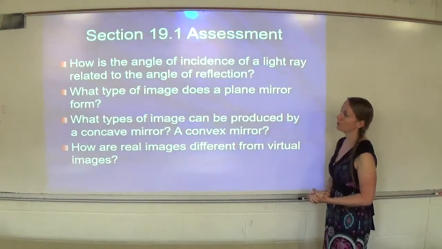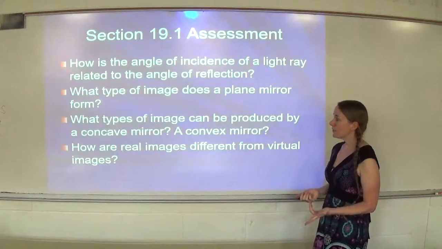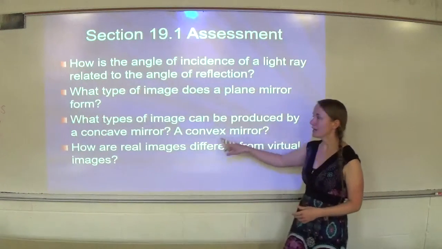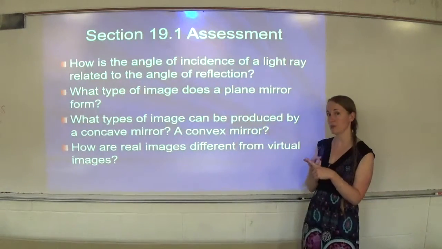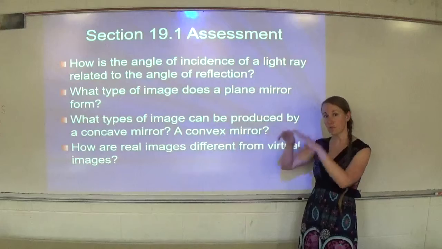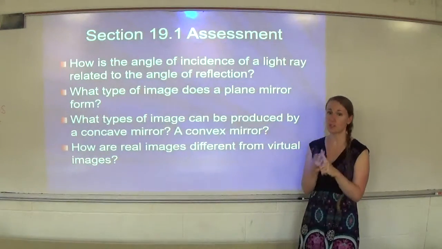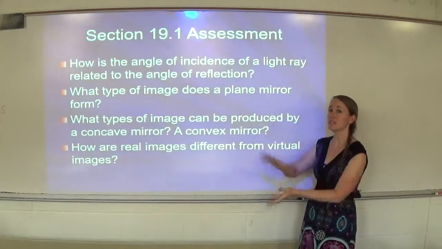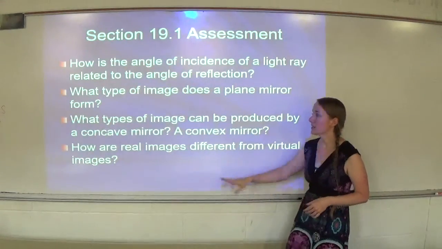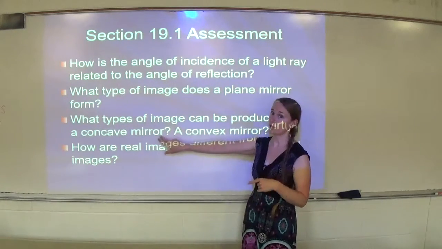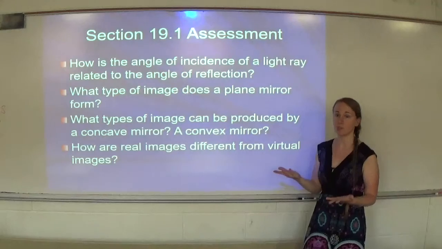What types of image can be produced by a concave mirror or a convex mirror? Well, concave, because of that focal point, can produce virtual or real. So remember, based on where you are in relation to the focal point, you can form virtual or real. Whereas convex, since it spreads the light out, can only form virtual. So concave mirrors can form both virtual and real. Convex can only form virtual.